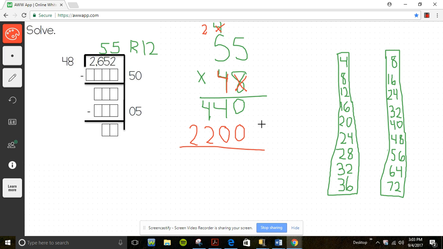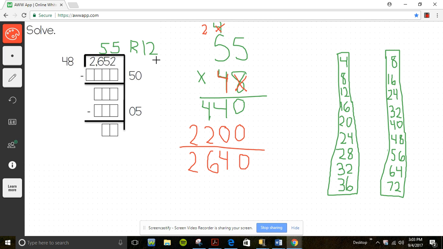Now we're at the point where we add. 0 plus 0 is 0. 4 plus 0 is 4. 4 plus 2 is 6. And 2 plus 0 is 2. Now you look at it and it does not equal the dividend.